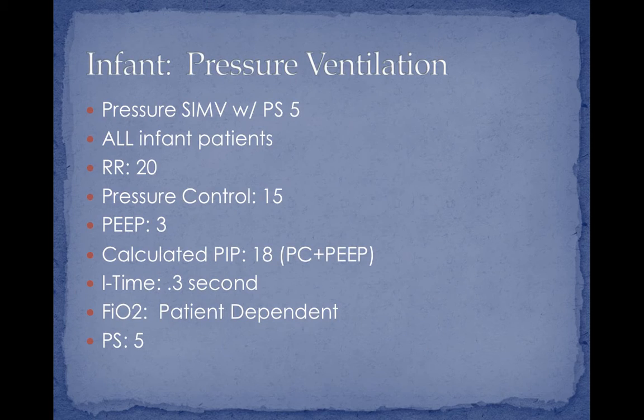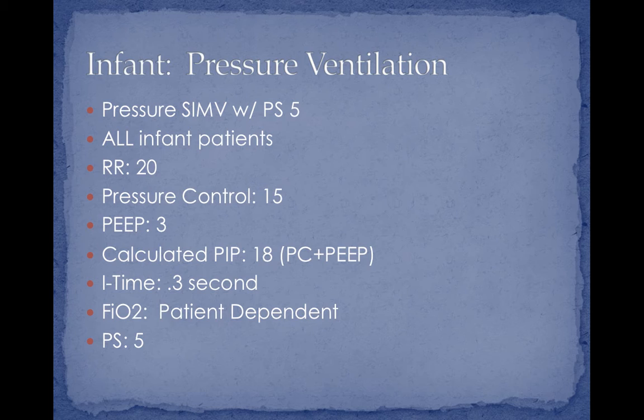So infant, pretty much the same thing. Pressure SIMV with pressure support, good for all infant patients. The rate, you need to go up to about 20. Pressure control is going to be 15. PEEP's a little lower. PEEP's going to be about 3. Good place to start to give us a calculated peak inspiratory pressure of about 18. I time, much shorter. Little babies, little lungs, so about 0.3 seconds. Real quick, short breaths, little puffs of air.